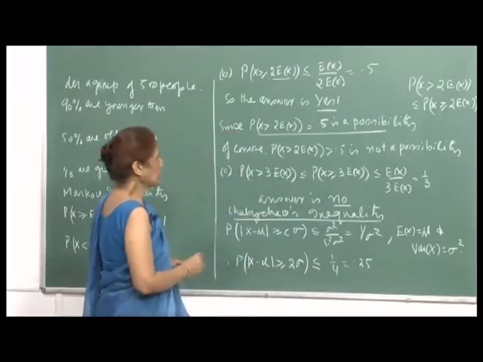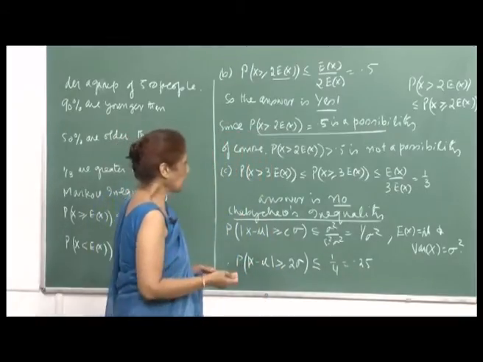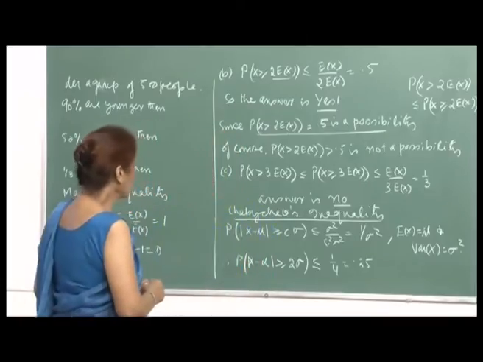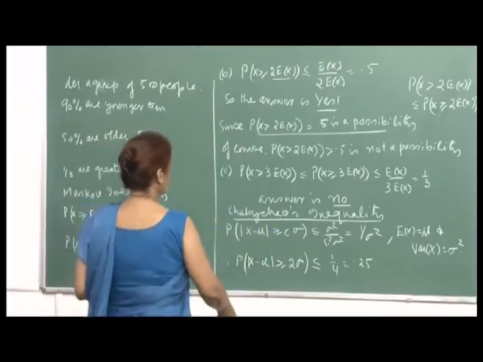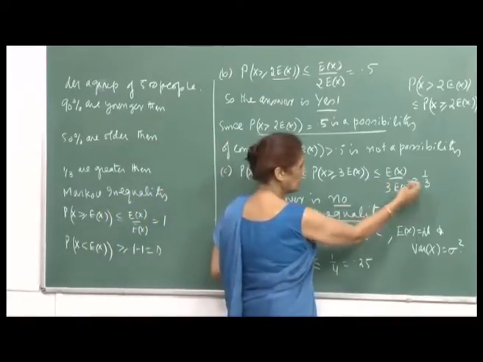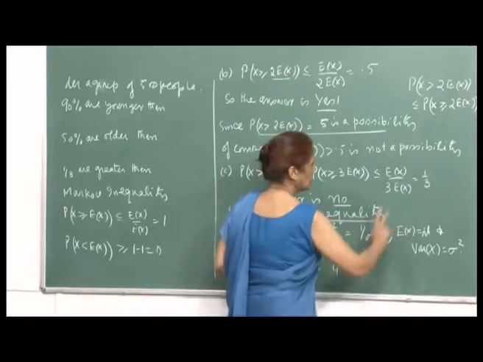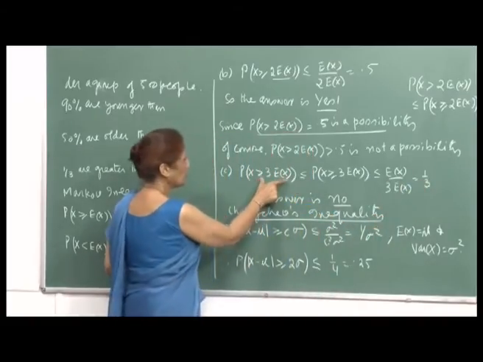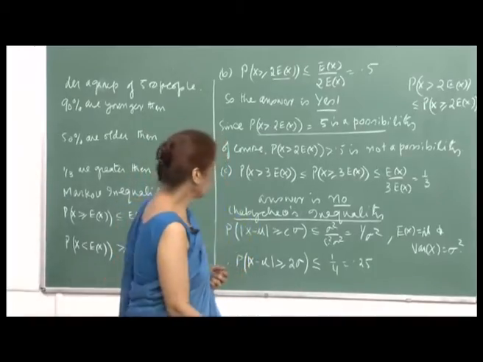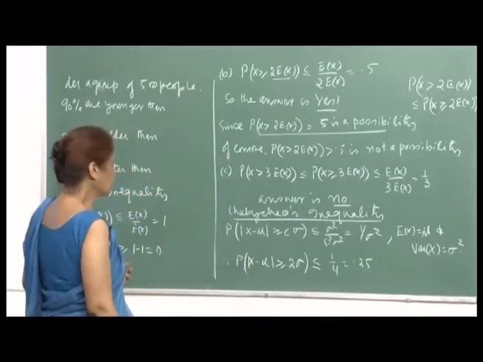So, here you want the probability that at least 1/3 are greater than thrice the average age. So, the answer is no, because this is less than or equal to 1/3. So, this cannot be more than that. The probability of this event cannot exceed 1/3. So, the answer here is no.